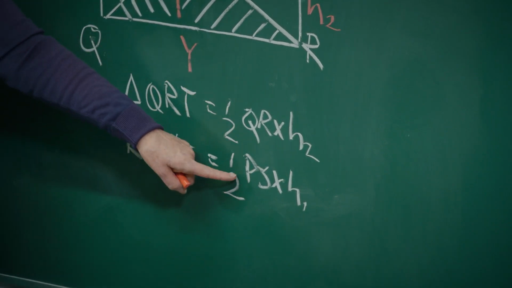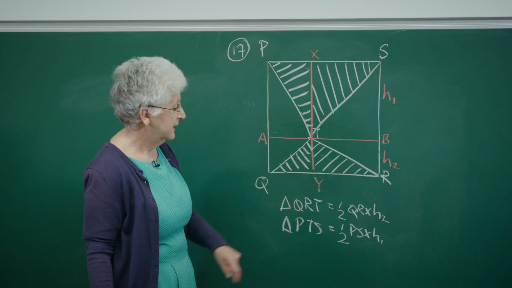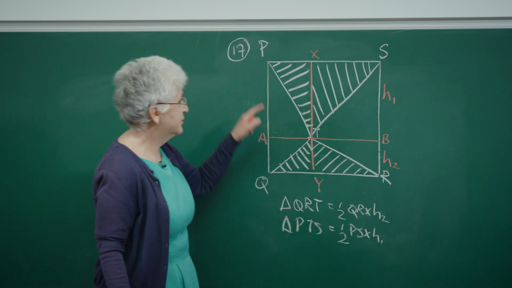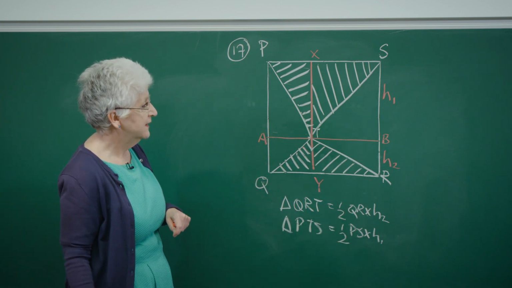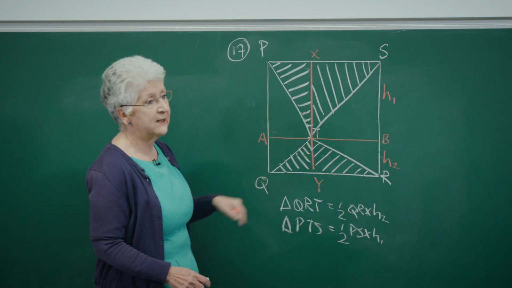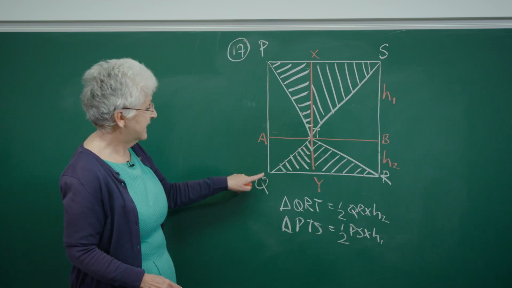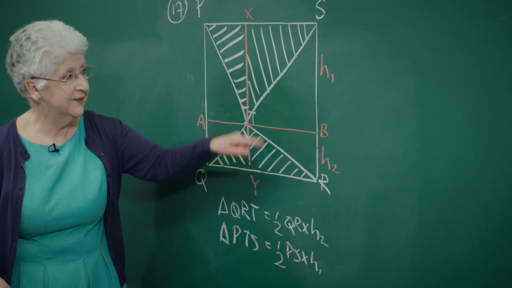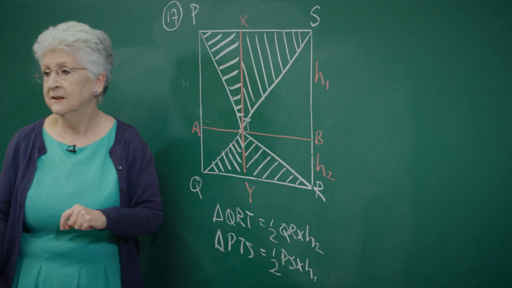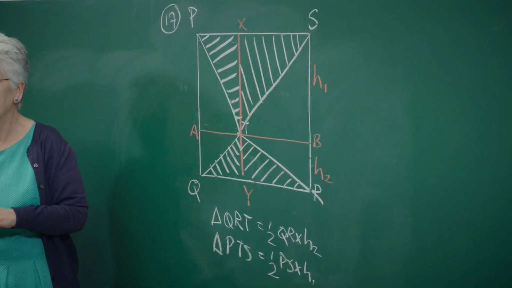But QR and PS are equal, and H1 plus H2 is the side of the square, and so I see that the sum of my two triangles is a half of this length times this length, which is a half the area of the square.